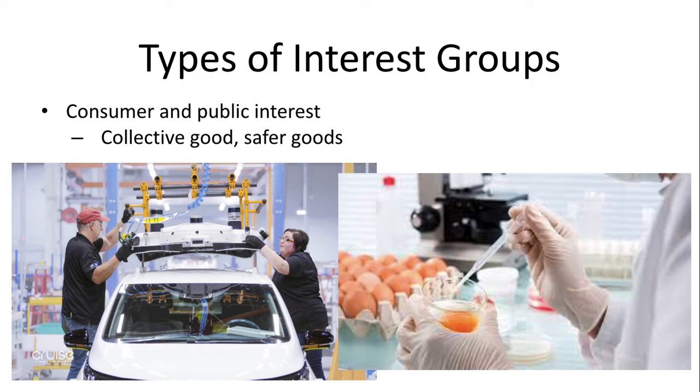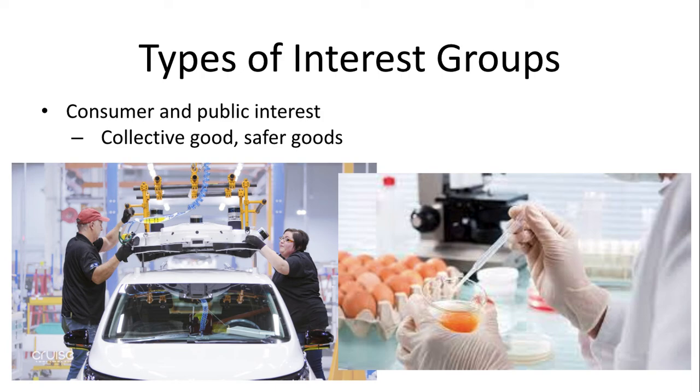Next, we have consumer and public interest type of interest groups. And these interest groups are made, or their goal is for the collective good, or to make sure we have safer goods. So making sure that our vehicles are safe, right? There are laws out there that vehicles have to meet a certain standard in order to be sold or driven on the roads. Okay, interest groups have a play in creating those laws.